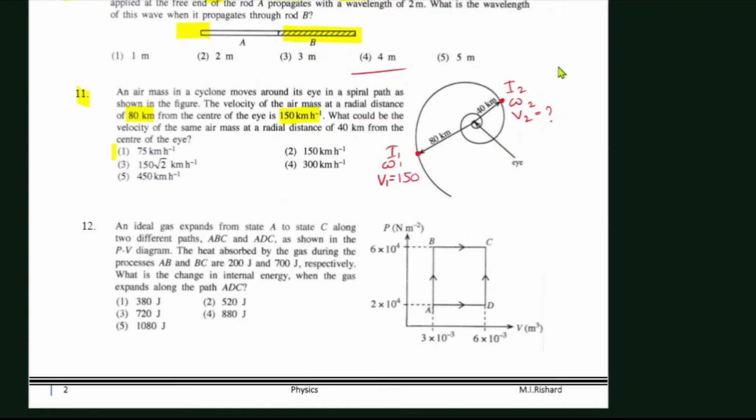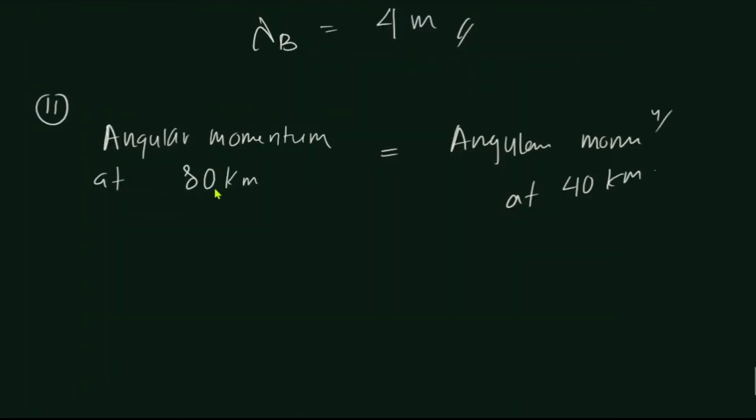So can't we apply the concept that angular momentum at 80 kilometers is equal to angular momentum at 40 kilometers? We can, because there's no external torque applied. Therefore I1 omega1 is equal to I2 omega2. The moment of inertia of a particle at a distance r from the center can be written as m r1 squared.